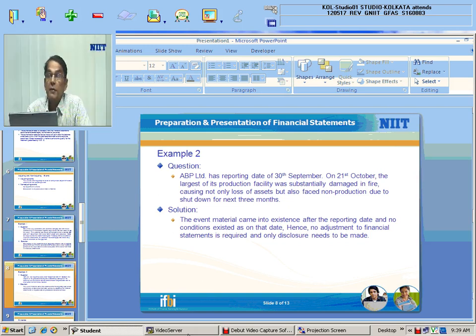When the financial statements are issued, by way of a note to the financial statements, this fact may be disclosed to the shareholders as an event after the reporting date, which may affect future financial statements or future performance of the company, but it doesn't really have an impact on the performance that is being reported or the financial position that is being reported. So this is a non-adjusting event.